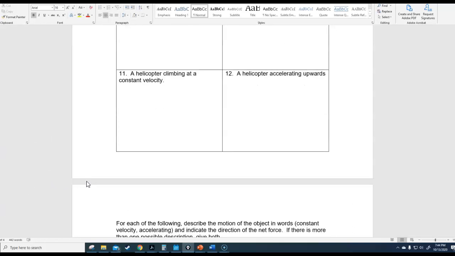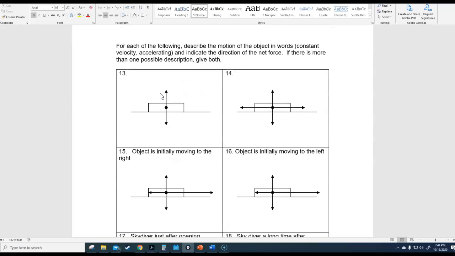Alright, and then question 13 and 14. This section down here is a little bit different. It's giving you the FBD and asking you to describe the motion of the object in words. Anytime you're asked to describe the motion, that basically means: is the object at rest? Is it moving with constant velocity? Is it accelerating? And indicate the direction of the net force. If there is more than one possible description, give both.